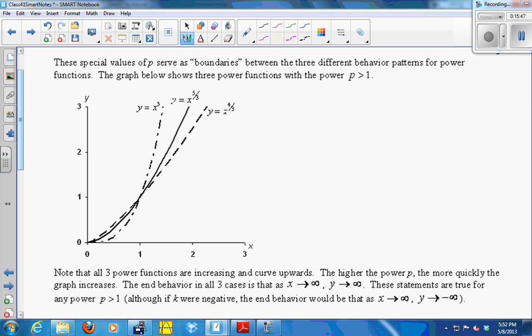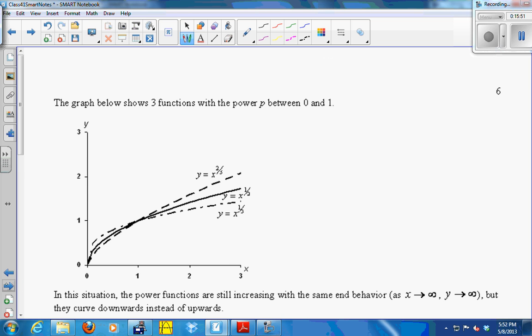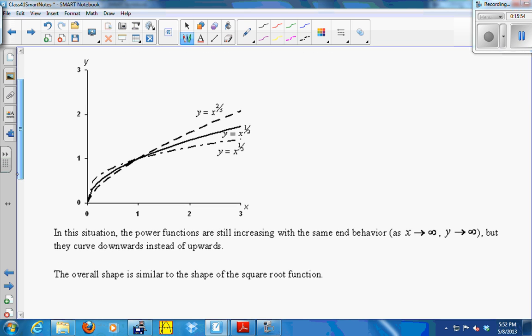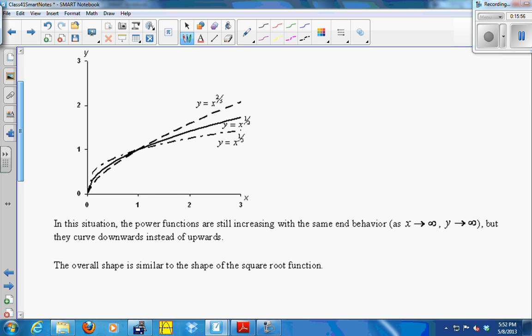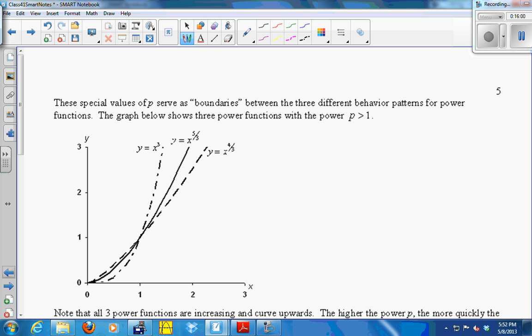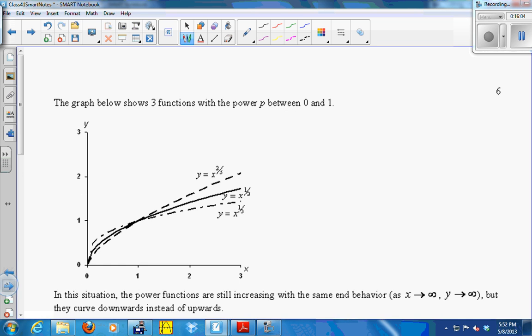So when p is bigger than 1, they just go up. And if p is less than 1, these are actually like square root. They look kind of like the square root function. So bigger than 1, they look kind of like polynomials, so increase without bounds as t goes to infinity.